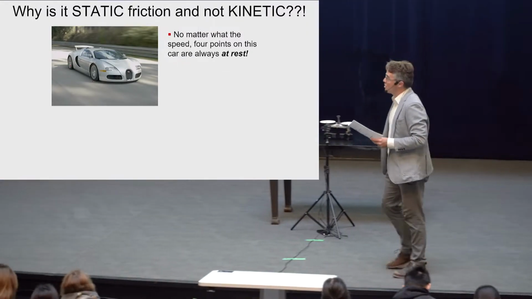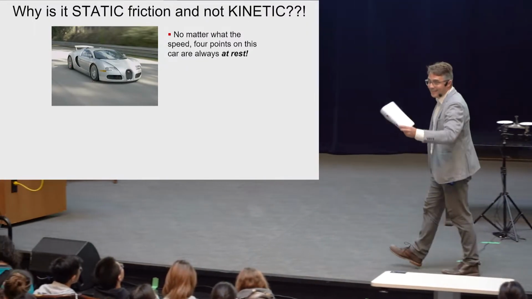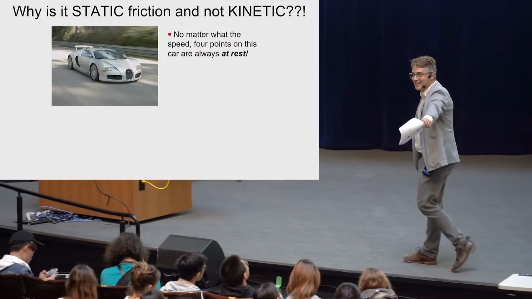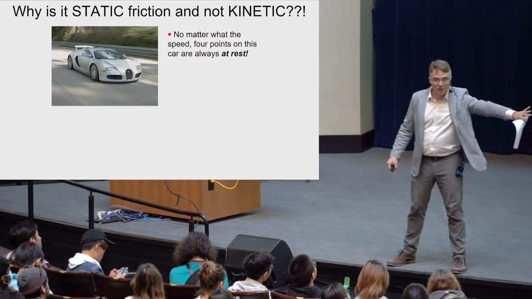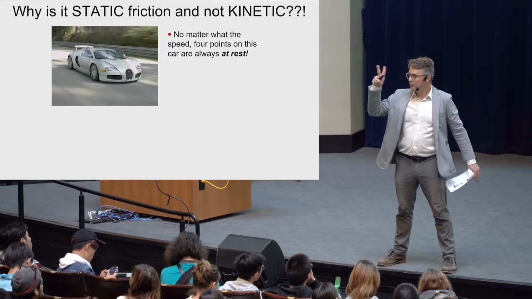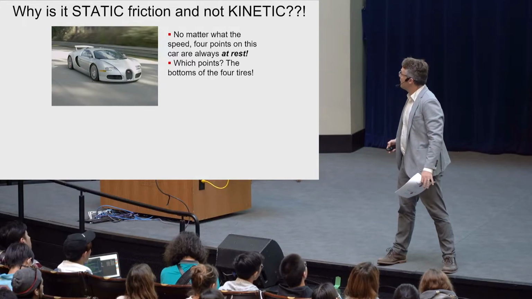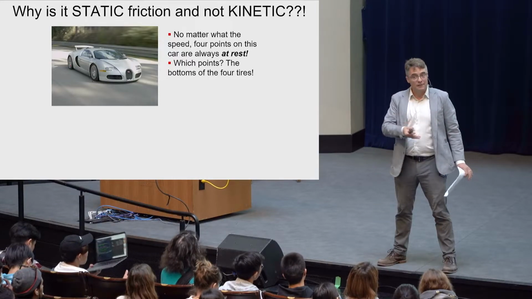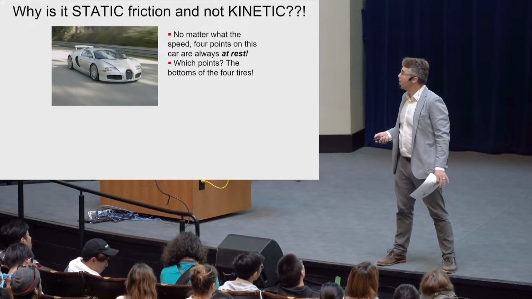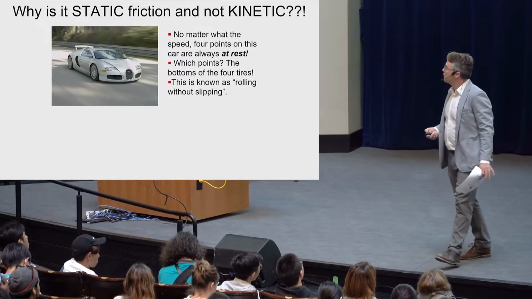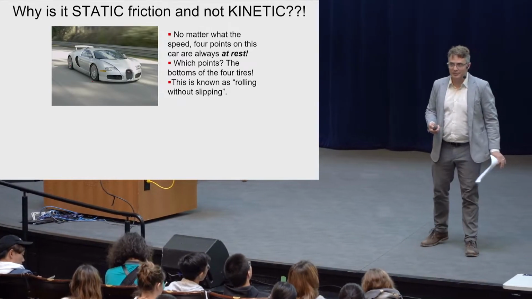That's a great question. At the end of last class, do you remember I said that no matter how fast your car is going on a highway, there are always 4 points on your car which are at rest? And that's the bottoms of the 4 tires. Believe it or not. This is known as rolling without slipping.